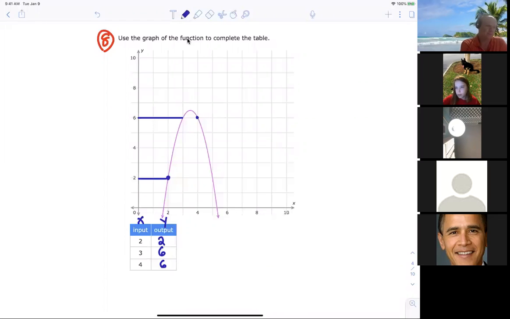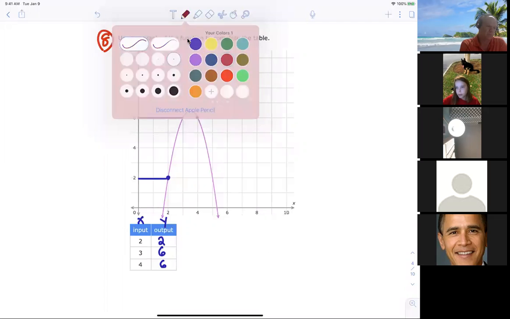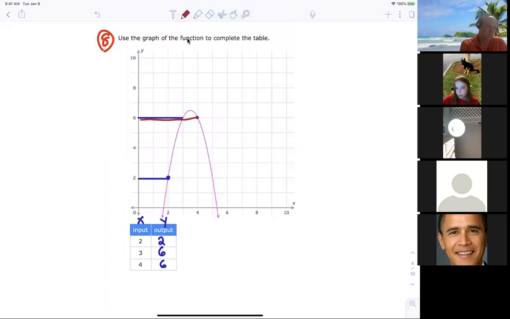Number 3, the second one, it also intersects at 2. There's also one at 2. But it can't be the same because it's a function. Well, that's true, but listen to me. This is x equals 3. So you go up until you get to the graph. Then when you get to the graph, you look over and see what that y value is. Okay, I get it now.